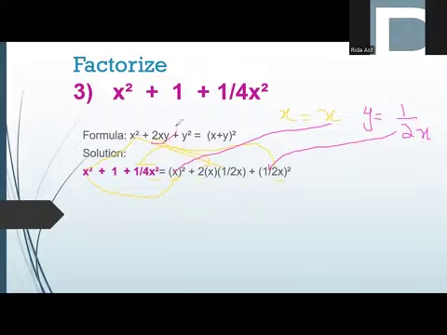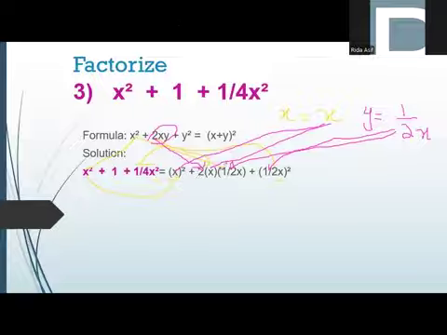And what about the middle term? The middle term is the 2xy term. So just put this 2 here. From the formula, what about x? Your x is x. And what about y? Your y is 1 upon 2x, right? So just put the values over here. Just put the values of x and y within the given formula. By putting all the values, students, we get this expression.